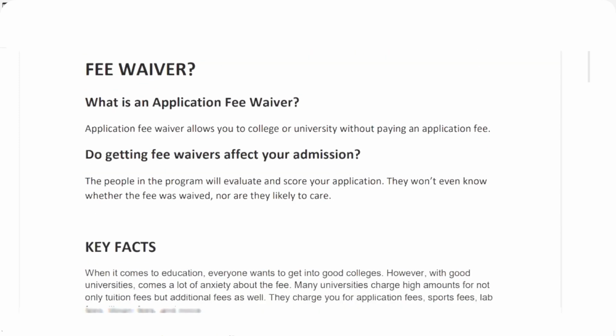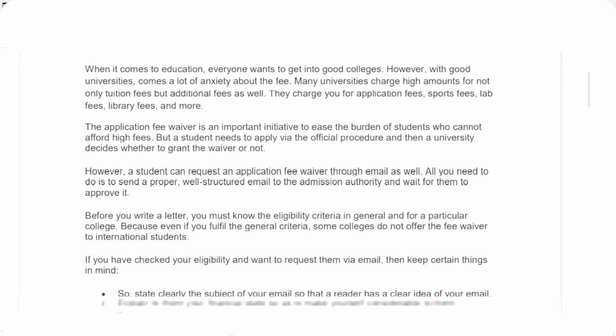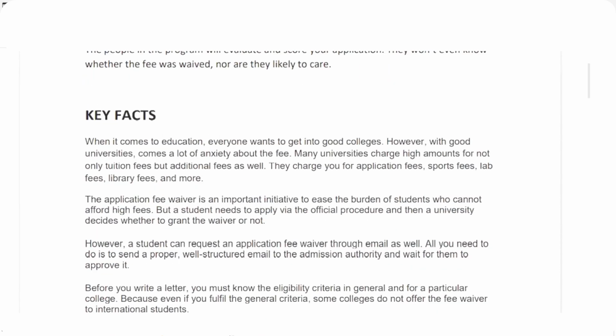Okay, so now let's look at some key facts. When it comes to education, everyone wants to enter a good college or university. However, with good universities comes a lot of anxiety about fees, that's for sure. Many universities charge high amounts for not only tuition but additional fees as well. They charge you for application fees, sports, laboratory fees, library fees, and a whole lot more. So the application fee waiver is a very important and vital initiative to ease the burden on both the students and the parents.